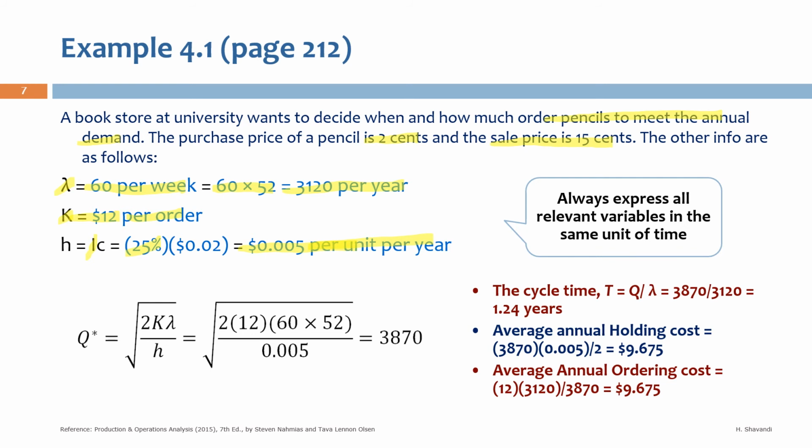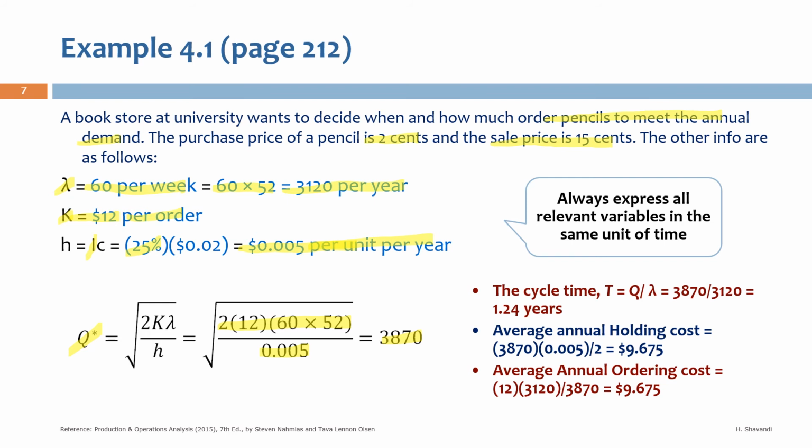Okay, so this is the equation for EOQ. So 2 times K, which is 12, times lambda, which is 60 times 52, or 3,120, divided by the H, which is 0.005. So the Q star here becomes 3,870 units as our order quantity or order size.